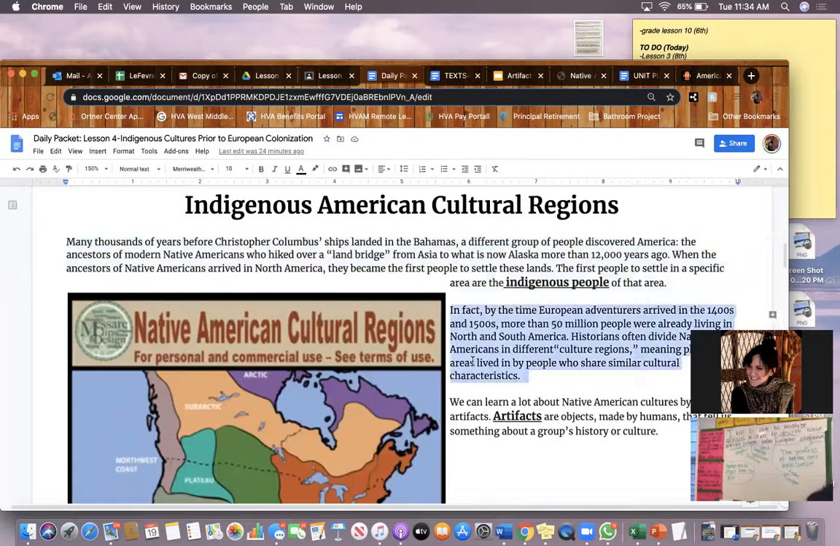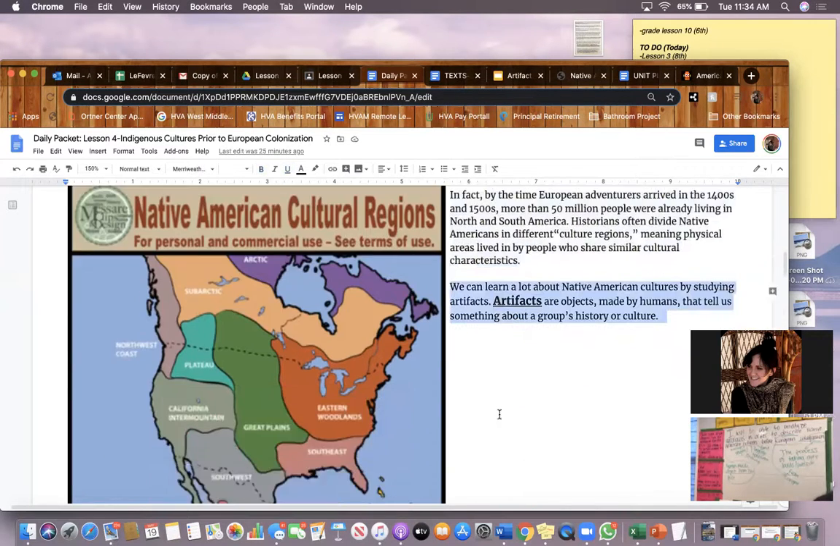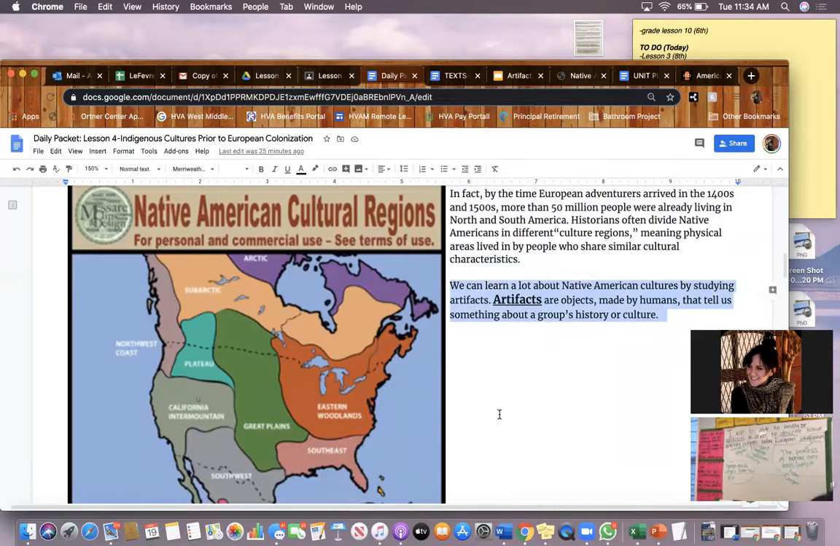In fact, by the time European adventurers arrived in the 1400s and 1500s, more than 50 million people were already living in North and South America in different culture regions, meaning physical areas lived in by people who share similar cultural characteristics. We can learn a lot about Native American cultures by studying artifacts. Artifacts are objects made by humans that tell us something about a group's history or culture.